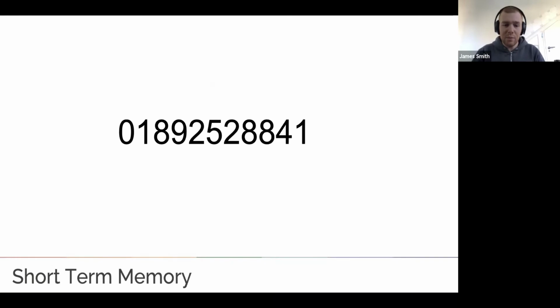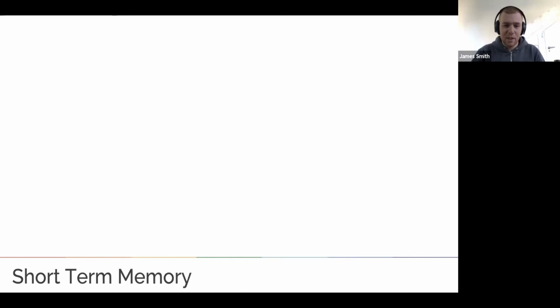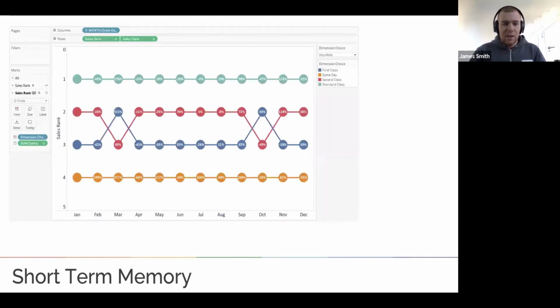Here is my mobile number. That's actually my home telephone number from a long time ago. But this is now moving on to the short-term memory. So have a look at that. The short-term memory is when we start to capture things that sit in our brain that will stay there, but unless you repeat them a lot of times, they won't be committed to your long-term memory.